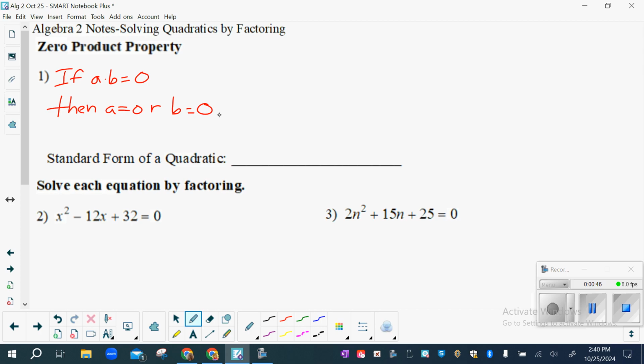We're also going to use the standard form of a quadratic. Quadratic, you know what that is?